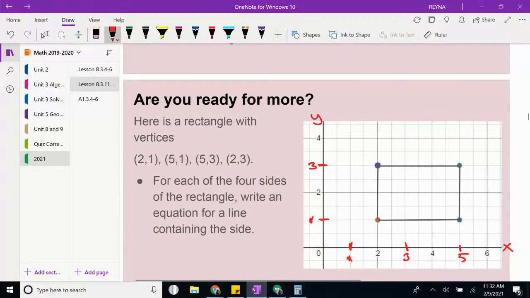All of these are y numbers. So we would say y equals 3. For the bottom, it's still on the y, but now we are looking at 1. So y equals 1. For the right side, we are looking at our x, and all of our x's are 5, so we would say x equals 5. And the left side, we are still looking at our x's, and this time, our x's are 2. So now, we have equations for this whole rectangle.